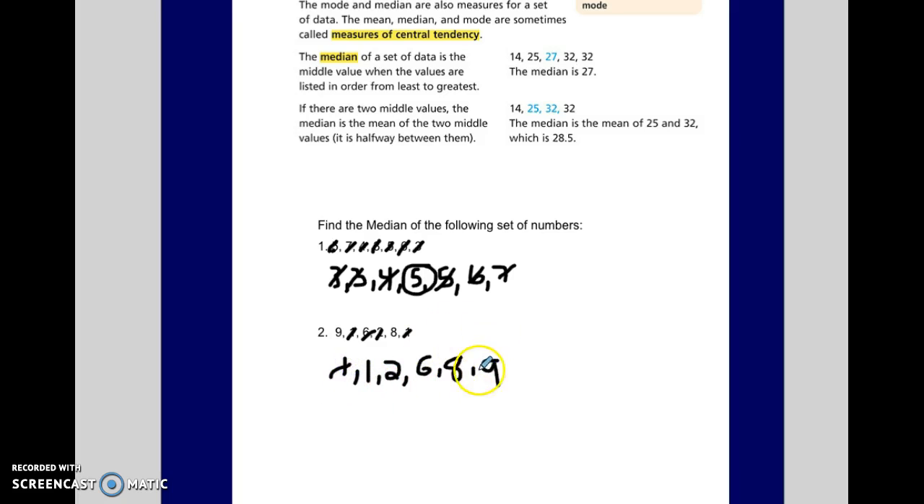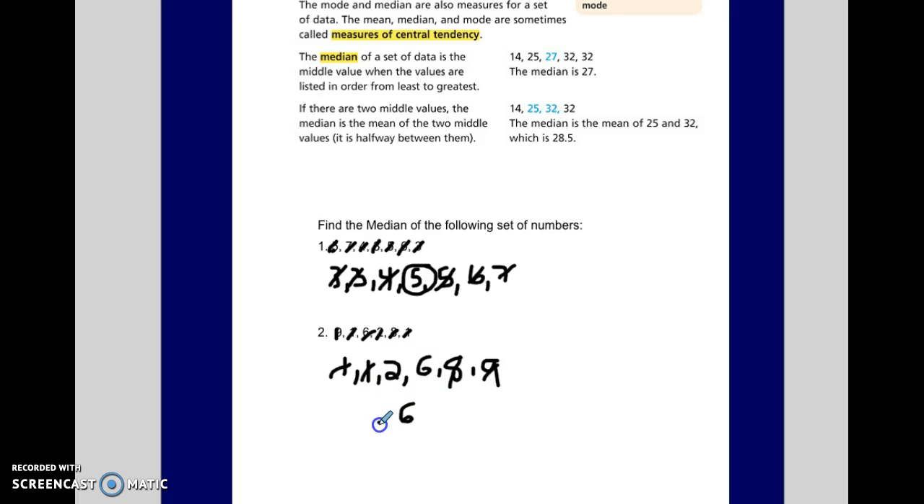So 1, 2, I didn't cross these off, sorry. The middle numbers, I'll do 1, 2. Okay, now here's the problem. There's 2 middle numbers, okay, 2 and 6. So when this happens in median, I have to find the mean of these two, the average.